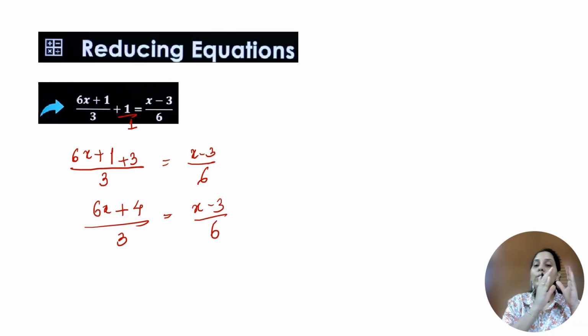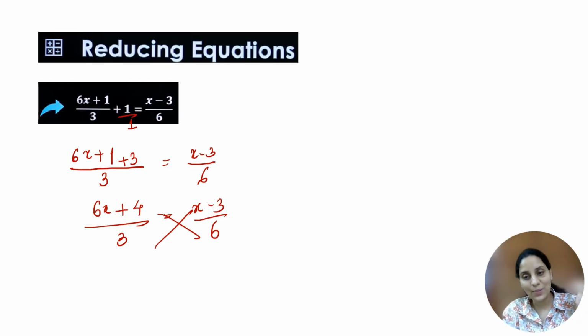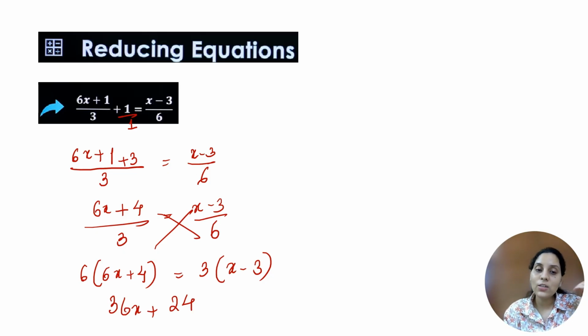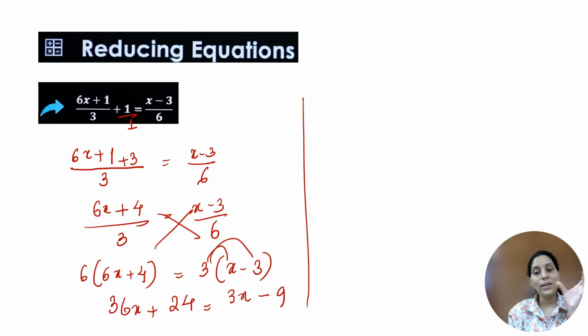Now when you have single terms on both the sides, only then can you cross multiply. So in this case, I will cross multiply, which means the cross numbers are multiplied. So 6 into 6x plus 4 is equal to 3 into x minus 3. So 6 into 6x is 36x plus 24 is equal to 3 into x is 3x minus 3 into 3 is 9. Now again I have x's on both the sides.